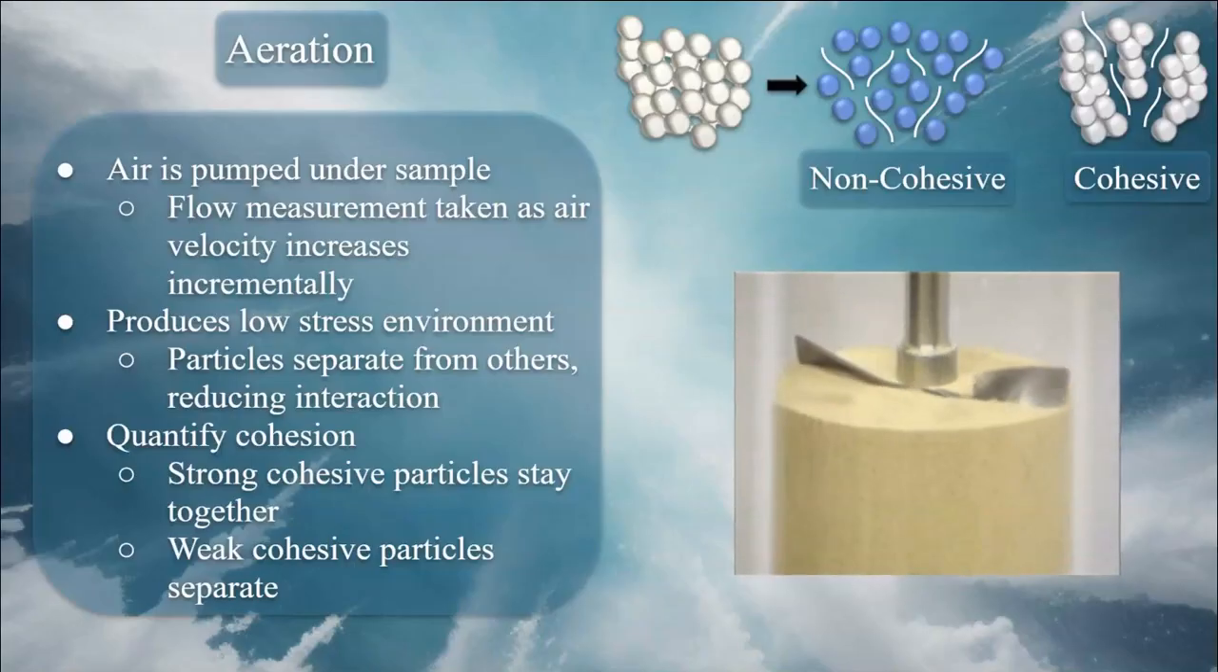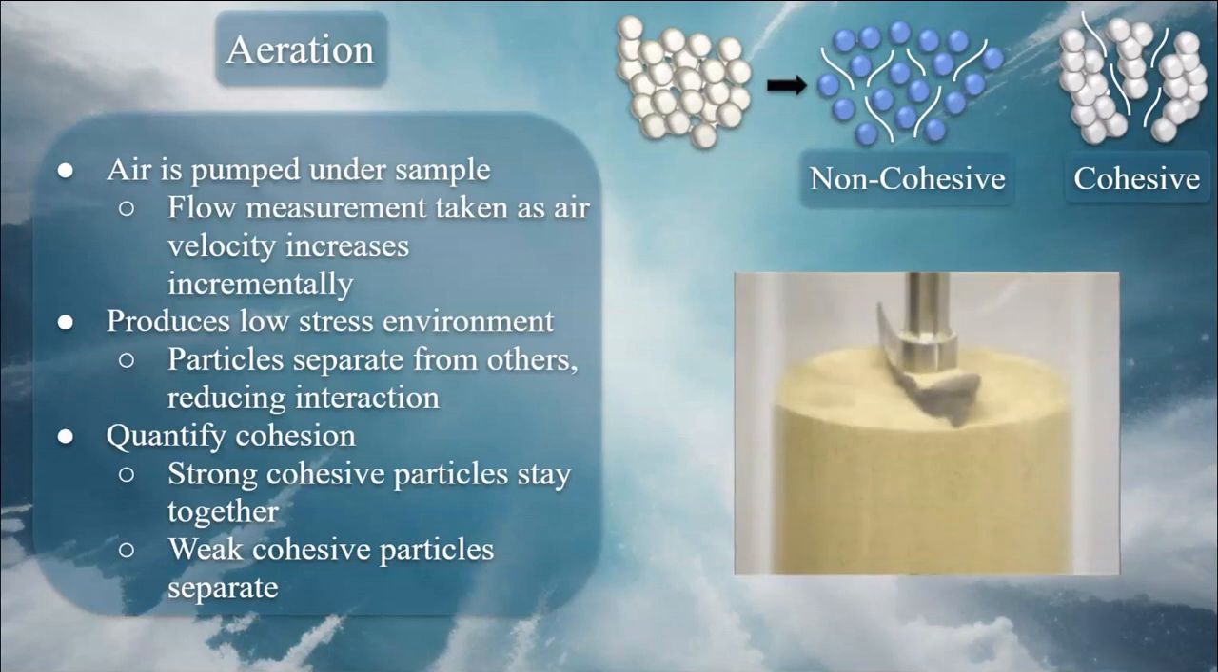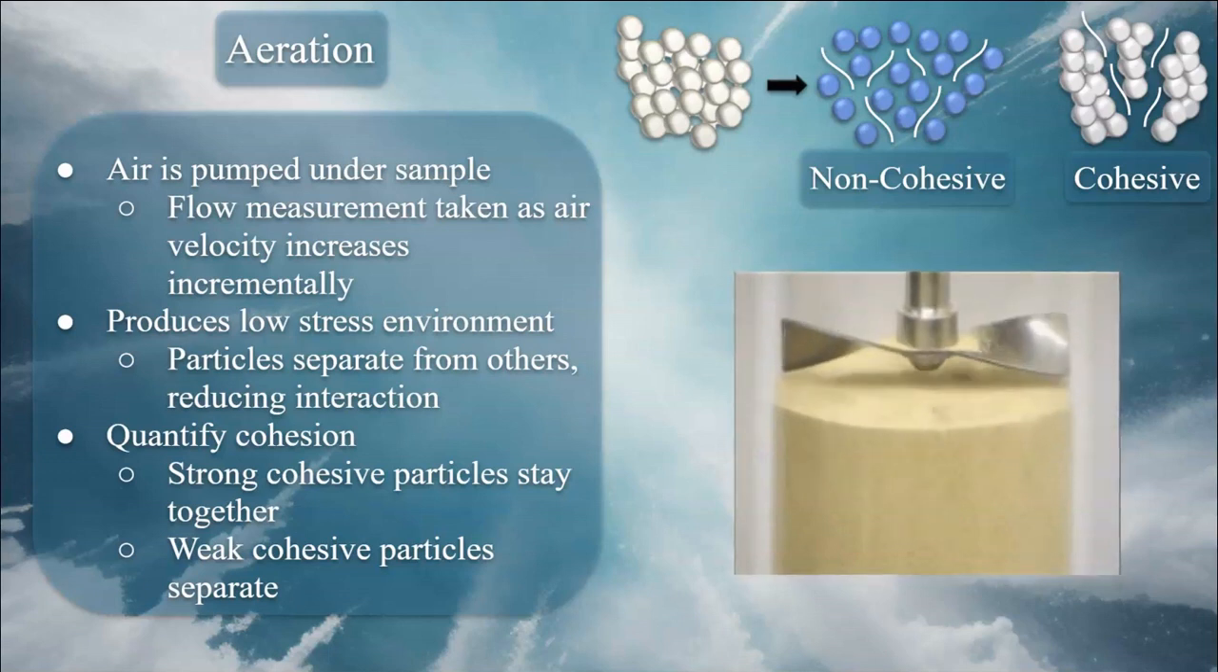So this is essentially going to be the same as what we just looked at, except we're actually pumping air at a constant velocity through the bottom of our sample. Something that's important with aeration is that it's a great measure to see if a powder has non-cohesive or cohesive particles. So a powder with non-cohesive particles is going to be able to separate more when the air flows through it, if you look at the picture above.